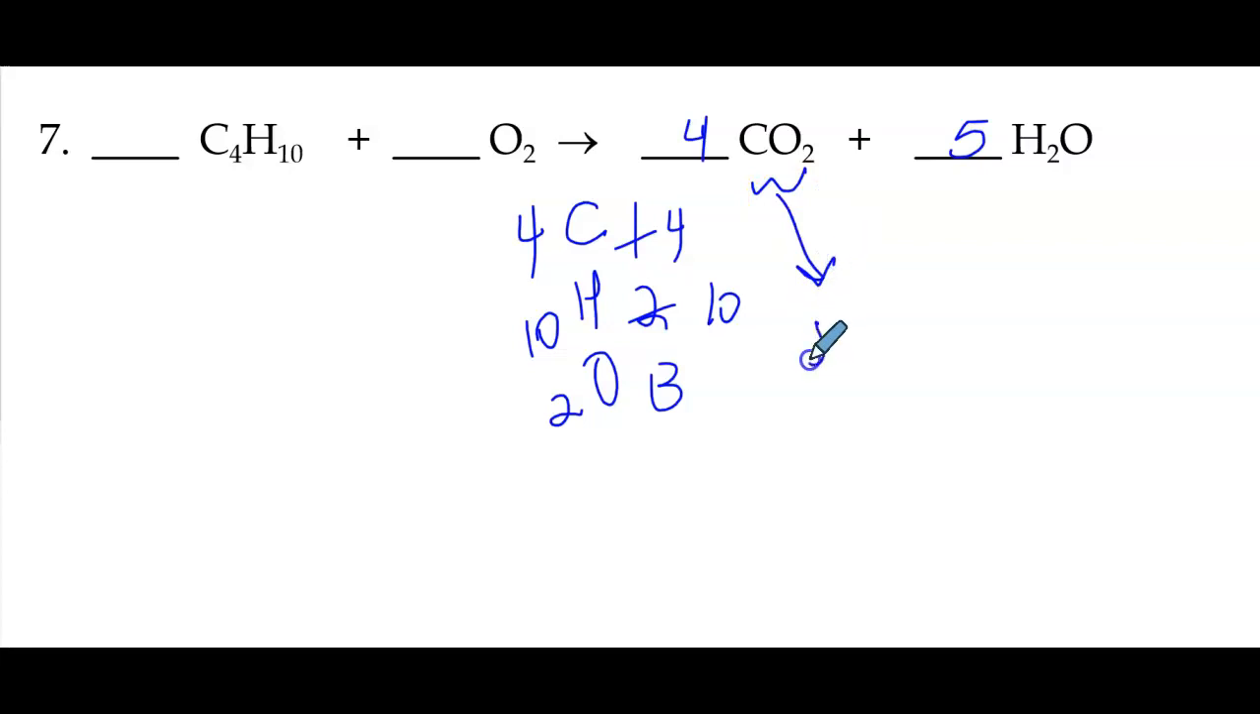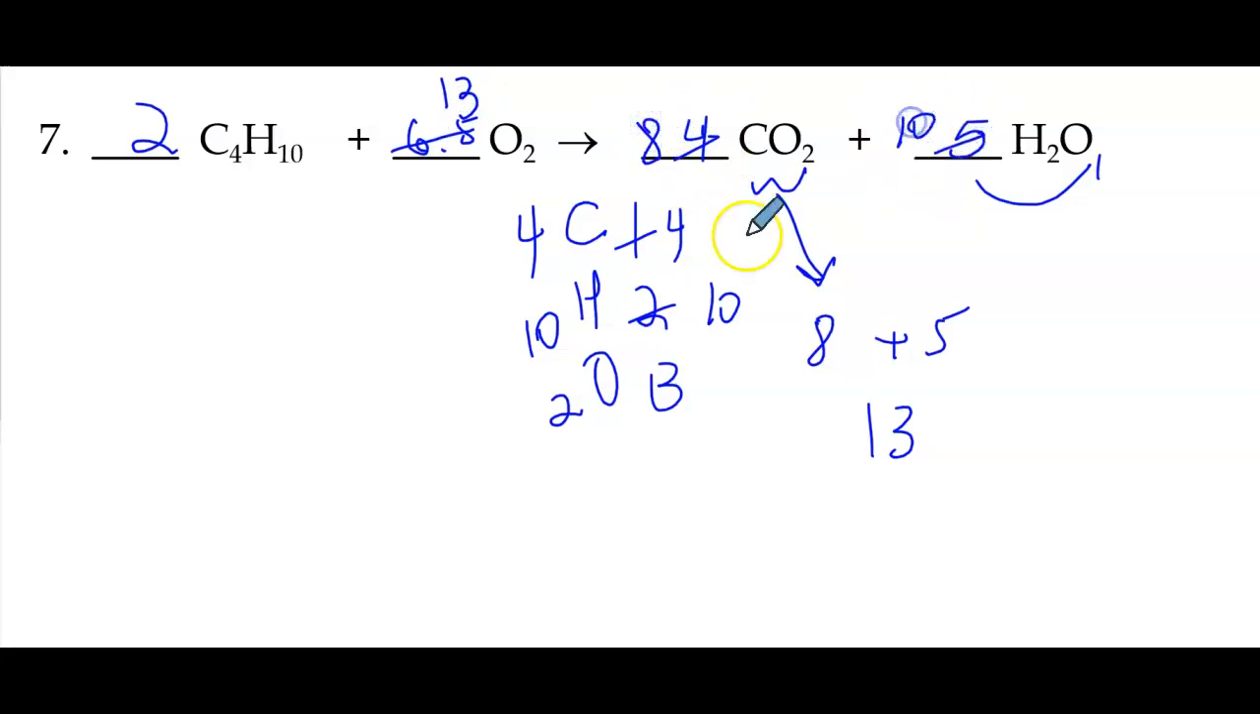Thinking about that piece, I have 8. Thinking about this piece, 5 times, remember there's a 1 here, I have 5. So I need 13. So I need to get 13 on this side. So I need to put 6.5 here. If you don't know that number, take your total over here, divide by 2. Now multiply everything through by 2. So this becomes a 2. Remember, you always have to multiply that first part by 2 also. This becomes 13. This becomes 8. And this becomes 10.